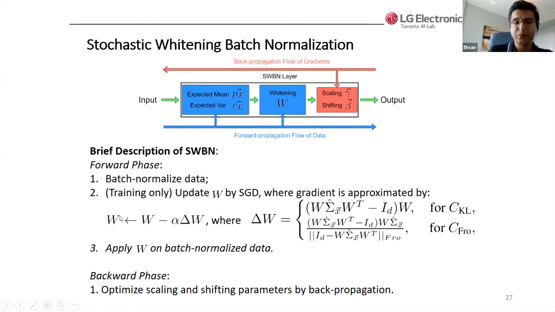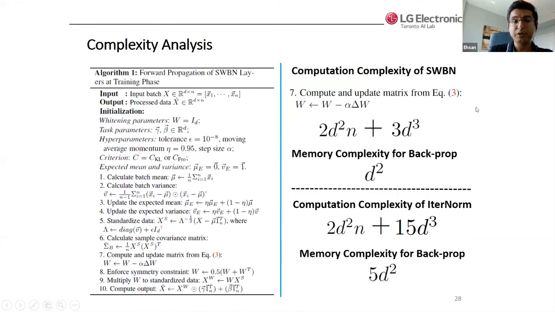After we have this, what I call semi-whitened matrix at each iteration, we apply W on batch normalized data. And then in the backward phase, we estimate this gamma and beta by backpropagating the task loss, and these can be easily estimated. So this information is estimated in the forward phase based on the mini batch statistics, and this one based on the task loss in the backward phase. So this one actually is our detailed algorithm.